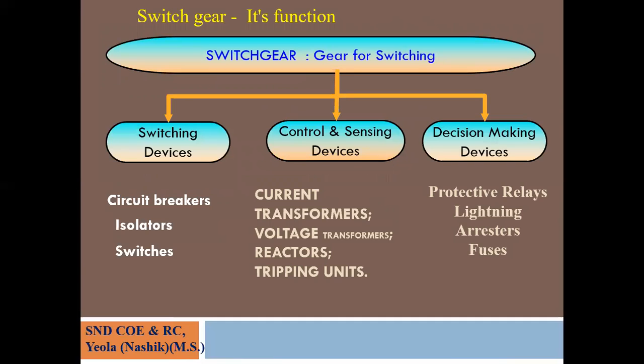The function of switchgear is shown in this image. Switchgear, gear for switching. First one is switching devices, in which circuit breakers, isolators, and switches are included. Second one is control and sensing devices, in which current transformers, voltage transformers, reactors, and tripping units are involved. Third one is decision making devices, which are protective relays, lightning arresters, and fuses.